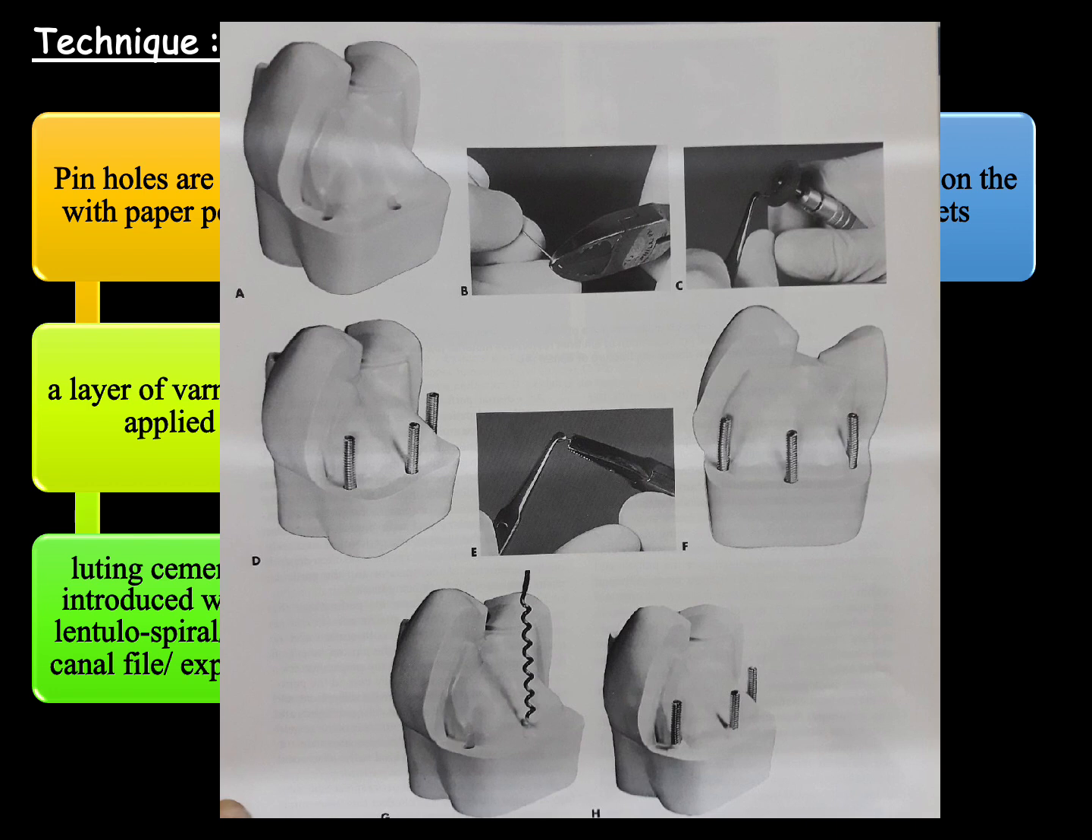So this is a diagrammatic representation of the preparation of your pin channel, followed by the placement of the pin, wherein you bend the pin if you need, followed by the application of the cement into the pin channel using Lentulo spirals and placing your pin.